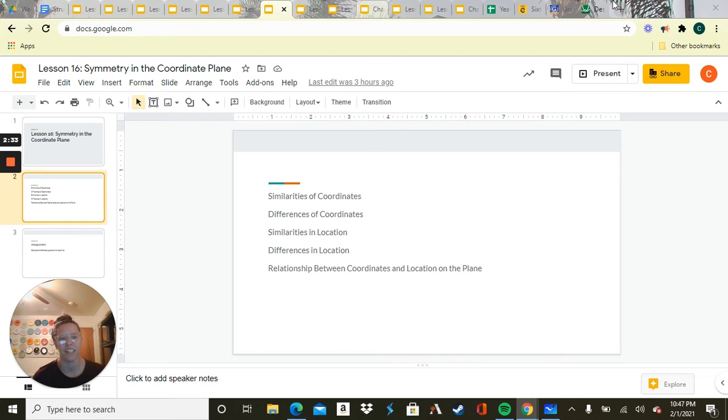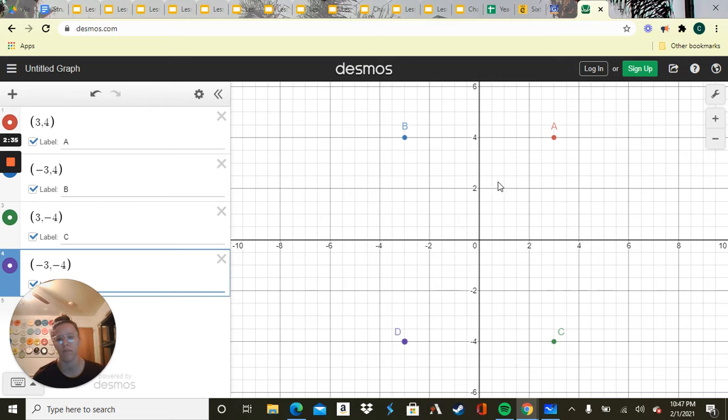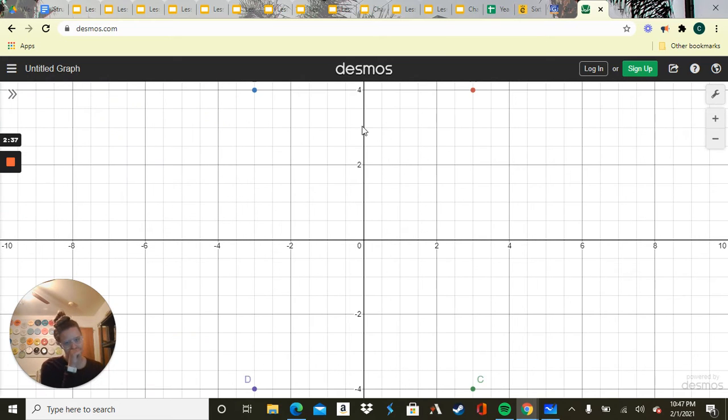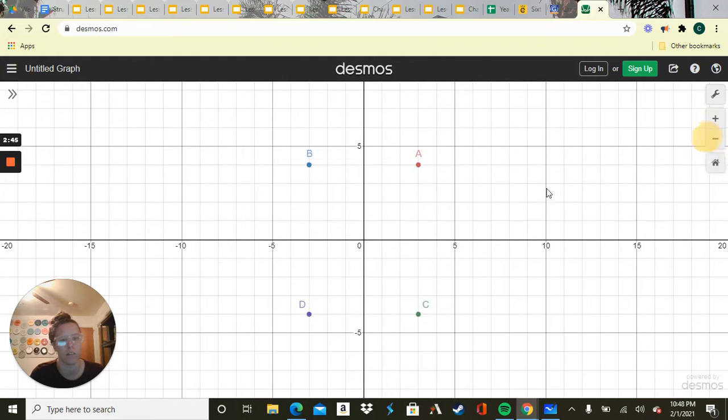Now let's look at it and see what I just said. So we have 4 points here: 3, 4; negative 3, 4; negative 3, negative 4; and 3, negative 4. I'm just going to zoom out a little bit. We could reflect point A across the x-axis, and it would be symmetrical to point C. We could reflect it across the y-axis, it would be symmetrical to point B.